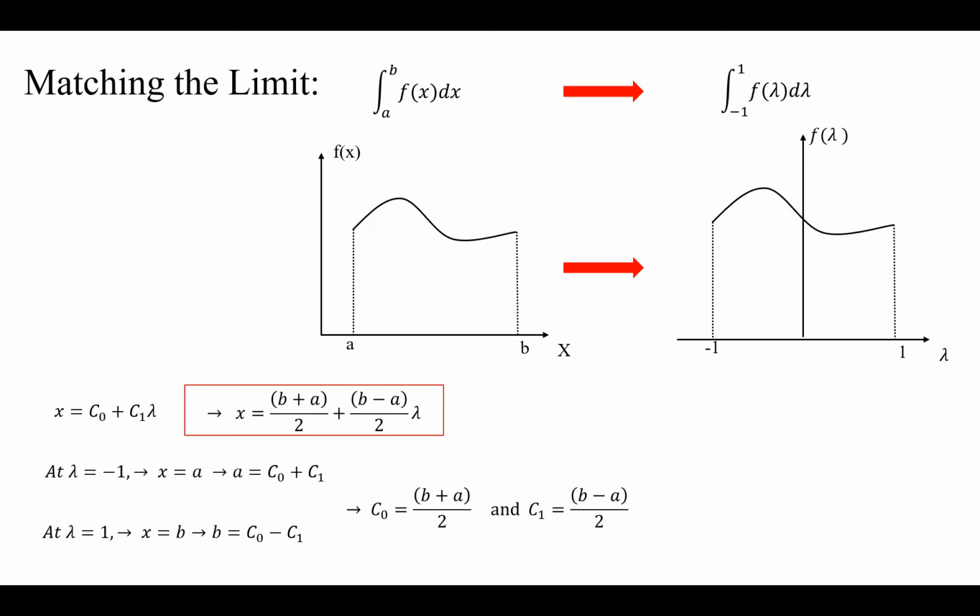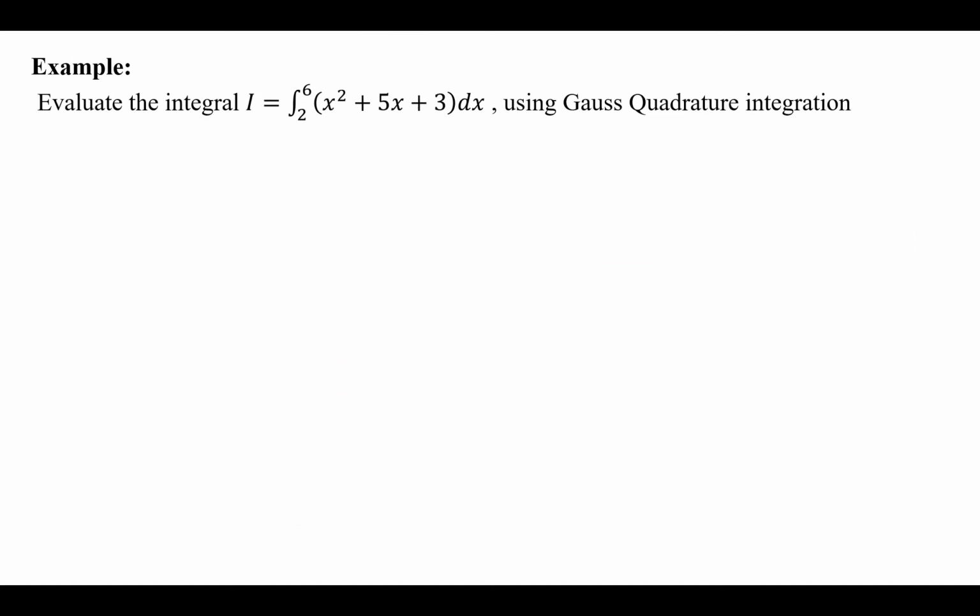If I plug them here, I find x as a function of lambda. That's the important equation that we are going to use when the range of the integral is not -1 to 1. And for finding the integral, we also need the relation between dx and d lambda, which is (b minus a) over 2. You can see here we have dx, we have to find d lambda. So these are the two equations that we are going to use.